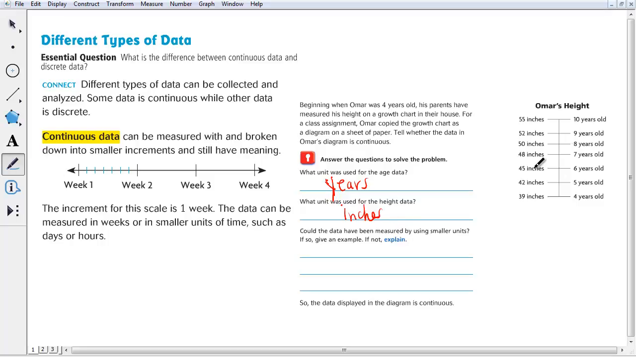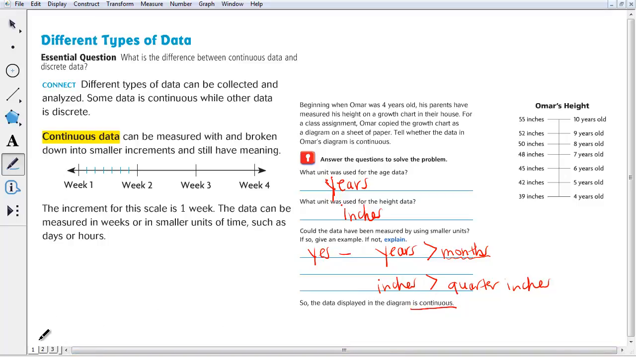If we used a smaller unit for years, we could use years as a greater unit than months, or even weeks, or days, or minutes. So any of those are smaller units. So months is a smaller unit than years. In inches, instead of measuring in full inches, we can measure it in half inches, or even in quarter inches. Quarter inches are smaller than inches, so there is a smaller unit that we could use. So the data displayed in the diagram is continuous.